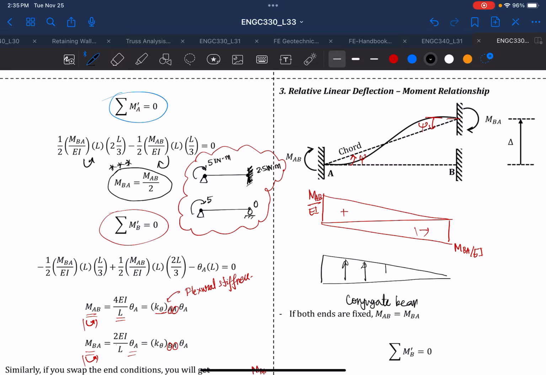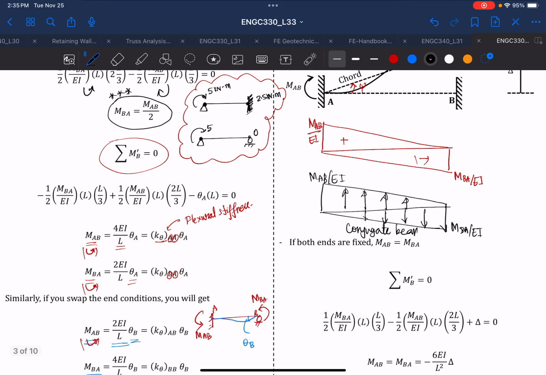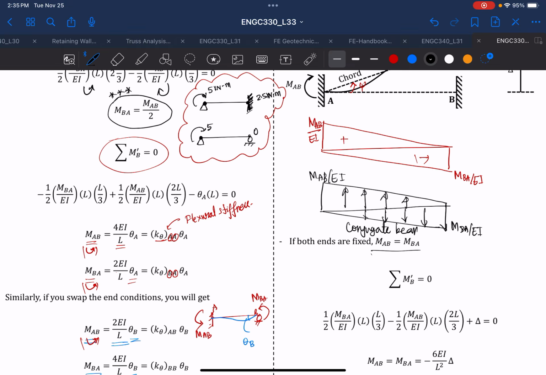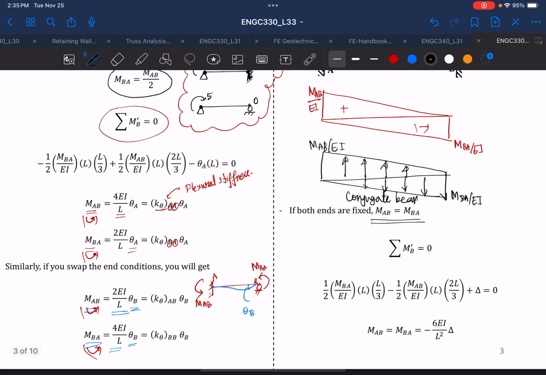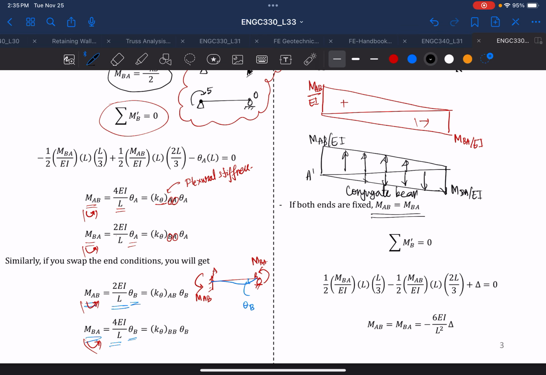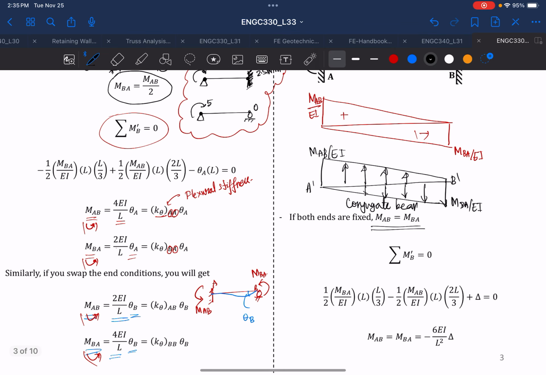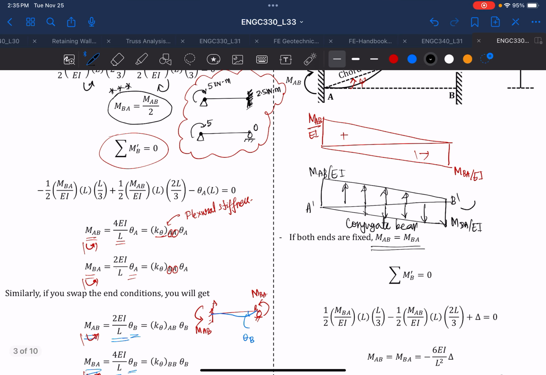So is it positive? That means it'll point upward. Then you'll have MAB over EI, and then this will point downward because it is negative, and this will be MBA over EI. And because both ends are fixed, we assume that both moments will be the same. We can take this as A dash, this as B dash, and because there's a displacement, remember that this is a positive displacement, so moment also will be positive. So moment in your conjugate beam will be equal to your displacement or settlement in the actual beam.